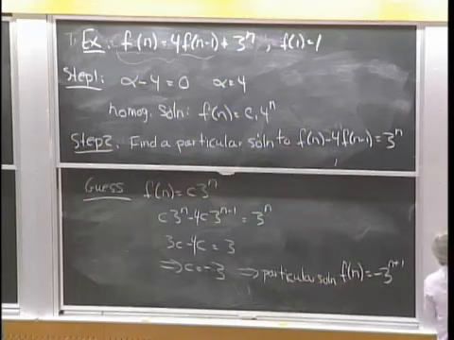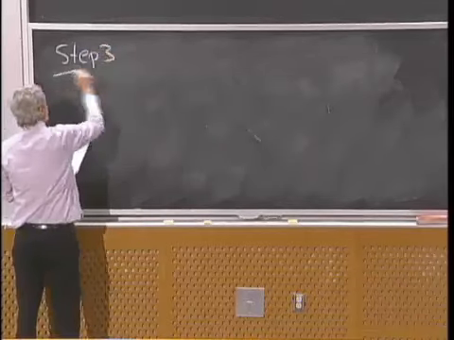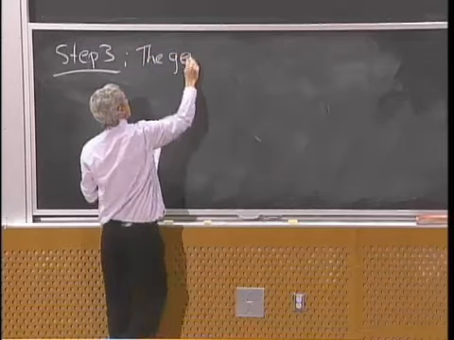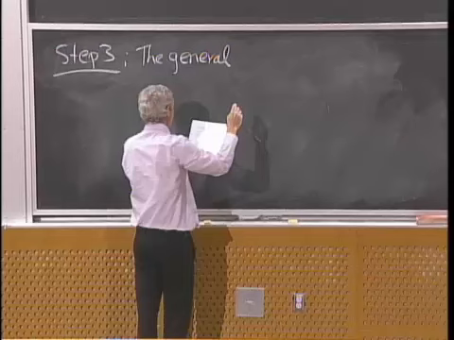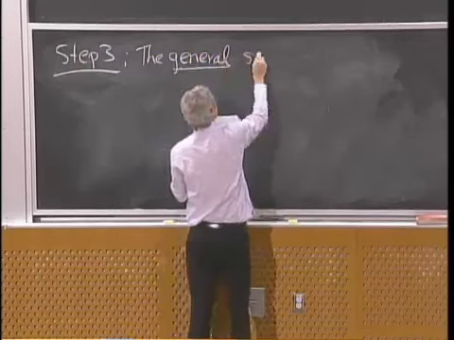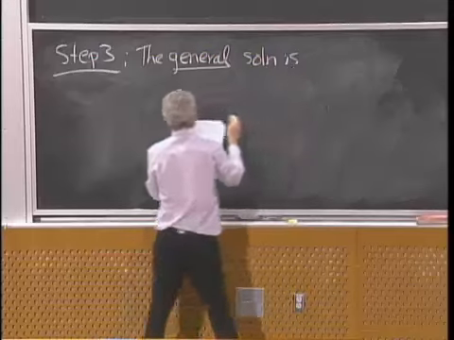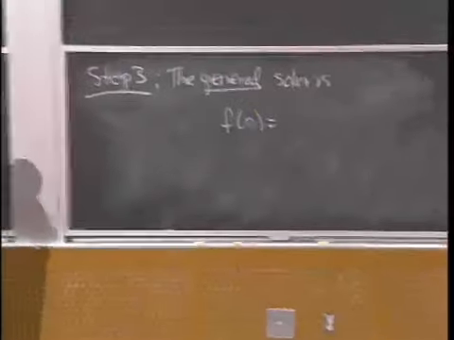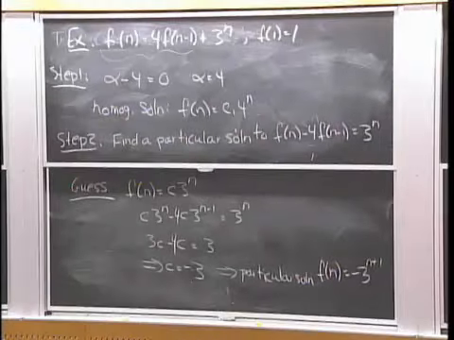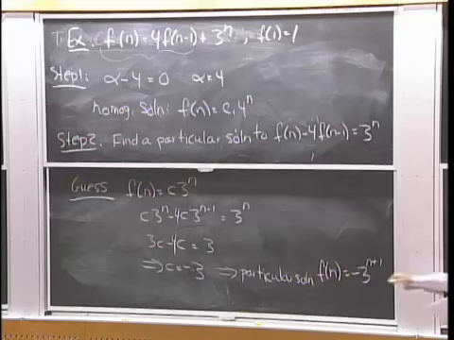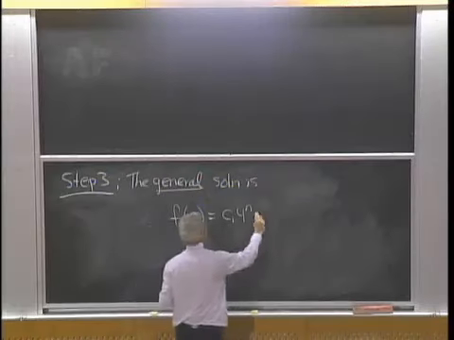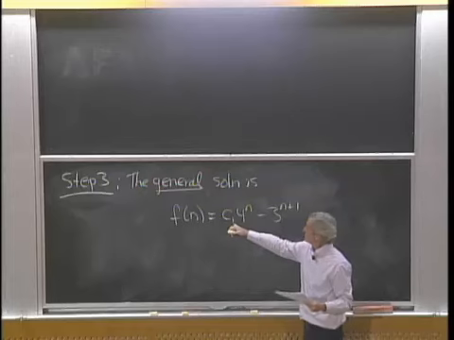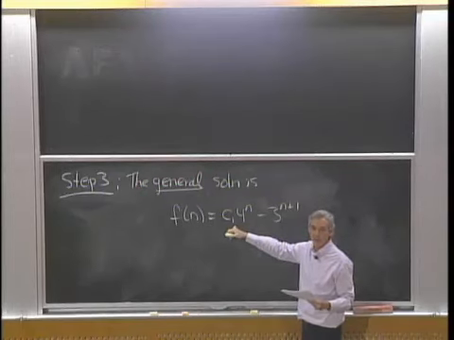All right, step 3, we find the general solution by adding the homogeneous and the particular solution. So we take f of n equals c1 times 4 to the n plus negative 3 to the n plus 1. And all I've got to do is determine c1. And I do that from the boundary conditions.